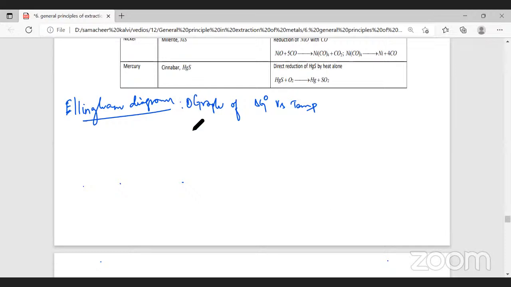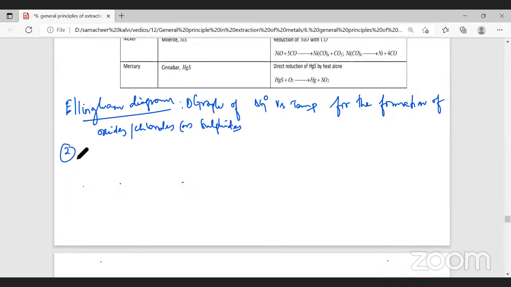Now, what's the purpose of using Ellingham's diagram? Before we learn the purpose, a graph of standard free energy change as a function of temperature for the formation of oxides, chlorides, or sulfides is called Ellingham's diagram. It's a graphical representation of standard free energy change as a function of temperature for the formation of oxides, chlorides, and sulfides.